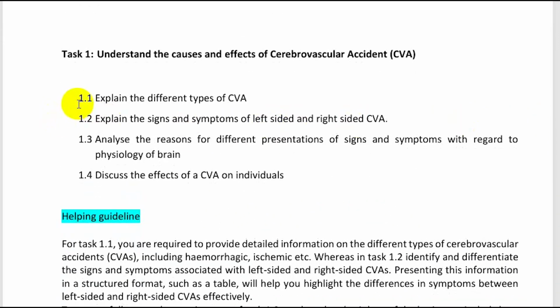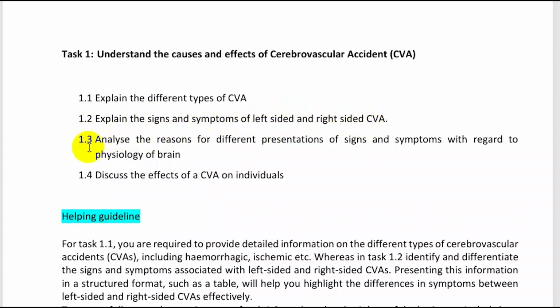Now, here comes the assessment criteria 1.1, in which you simply need to explain the different types of CVA, that is cerebrovascular accident, which is also called stroke. So you just need to explain what the different types of stroke are. For the assessment criteria 1.2, you need to explain the signs and symptoms of a stroke, because stroke can occur or happen at any side of the body. So you have to explain the signs and symptoms for both the left-sided and right-sided CVA.